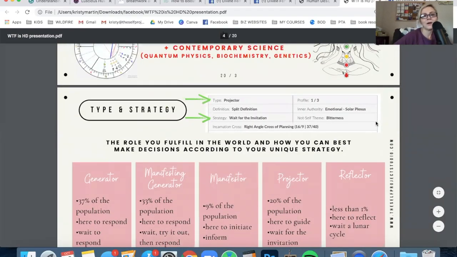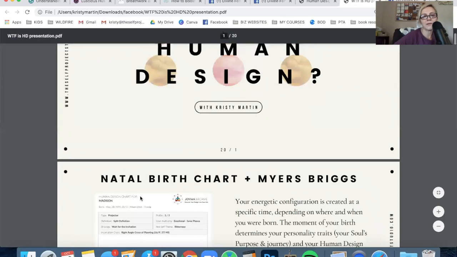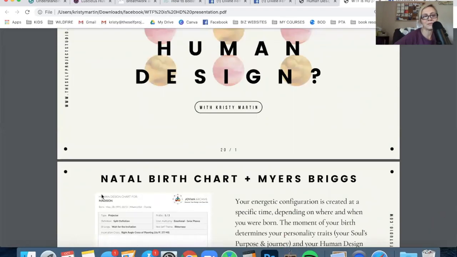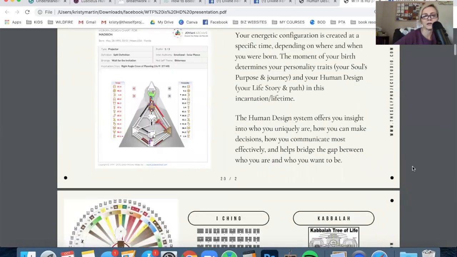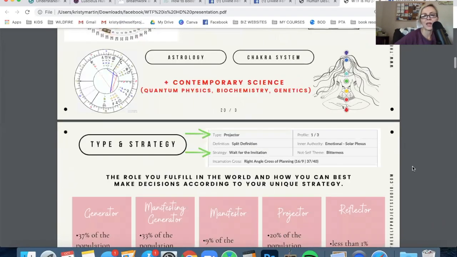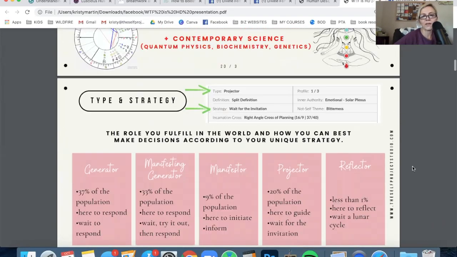So we're going to concentrate really up top on this first part of the chart. You could really spend so much time just deep diving this part of your chart alone and learning how to work with your strategy and authority and type. You could spend, literally, years just diving in on that. So we're going to start talking about that first. So up top, what the heck?